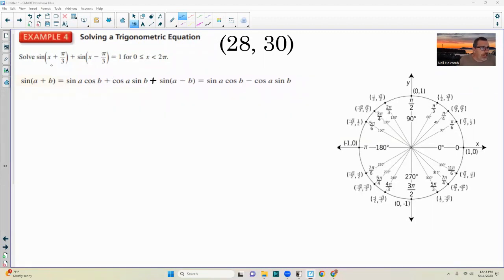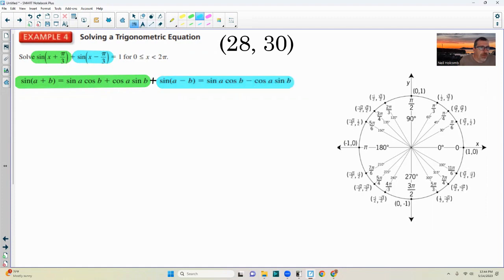Okay, so here's what we're dealing with. Let me highlight this so we can keep track of these things. So sine of the sums is in green. And I'll do the sine of the differences in blue. Okay, hopefully you can see that better now. So we have the sine of sums plus the sine of differences equals 1. So there's our equation using the two formulas.